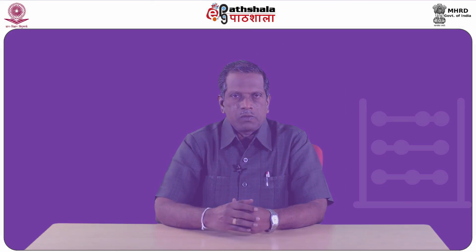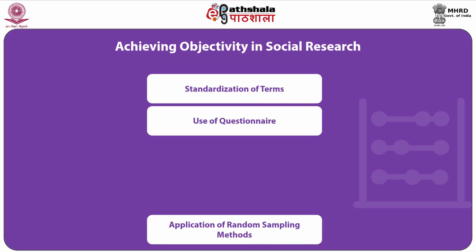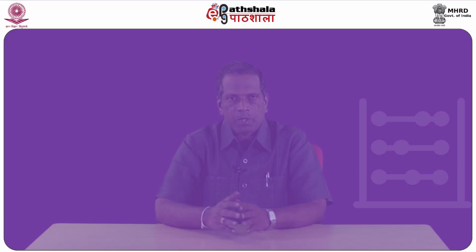Then, having learned about the biases, we will discuss how to achieve objectivity in social research. First and foremost is standardization of terms. One should follow standardized terms so as to measure social phenomena for comparable purposes and to draw valid generalizations. If standardized terms are not used, comparison and uniformity will be difficult. For example, terms like woman empowerment, poverty, standard of living, occupation, etc. are used differently, and hence subjectivity gets introduced.